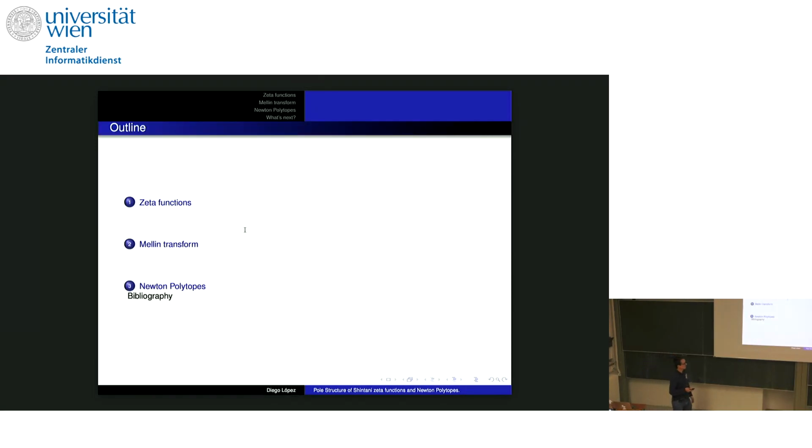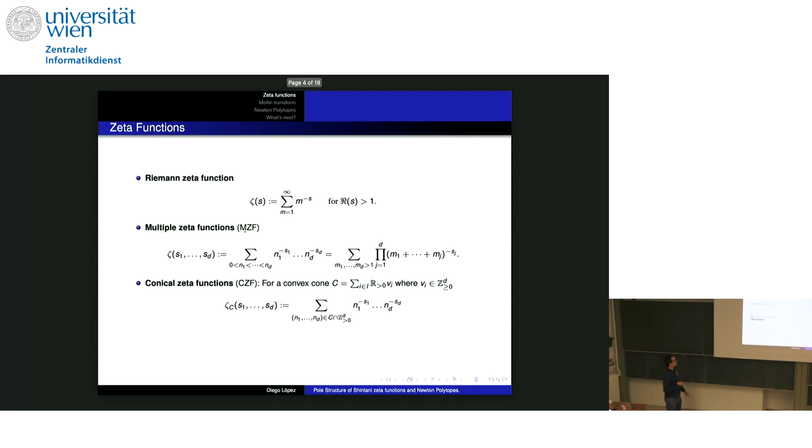So this is the outline of the talk. I'm going to give a very brief introduction about zeta functions and explain what Shintani zeta functions are. Then I'm going to talk very fast about the Mellin transform, which will be our main tool to build a meromorphic continuation for such zeta functions. And then I'm going to talk about the Newton polytopes and the relation they have with the pole structure of the Shintani zeta functions. So let's start here.